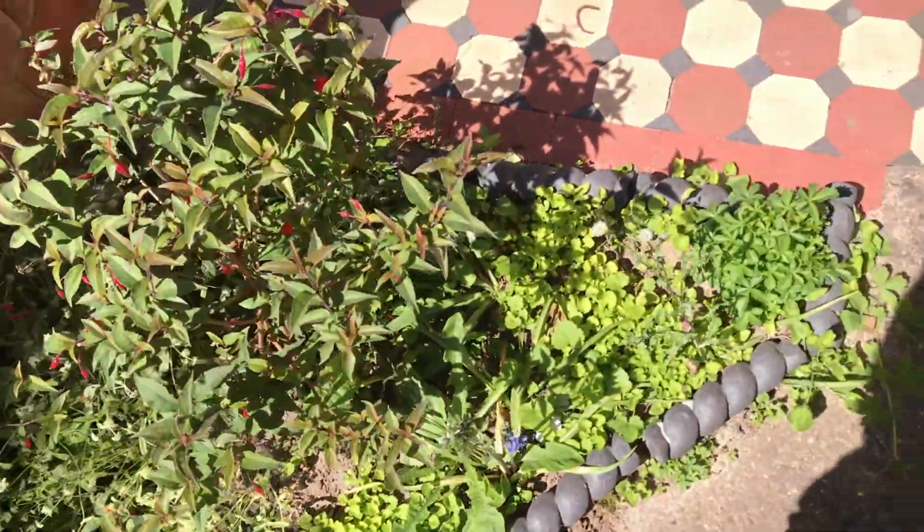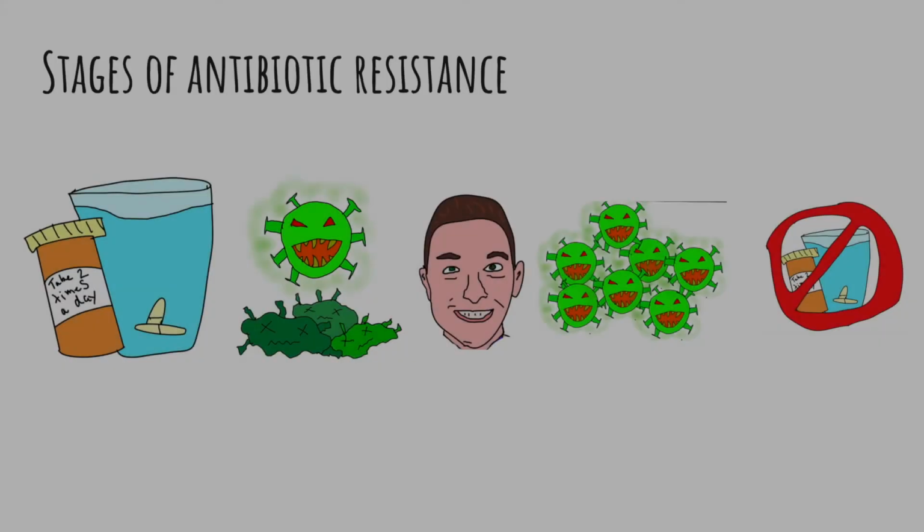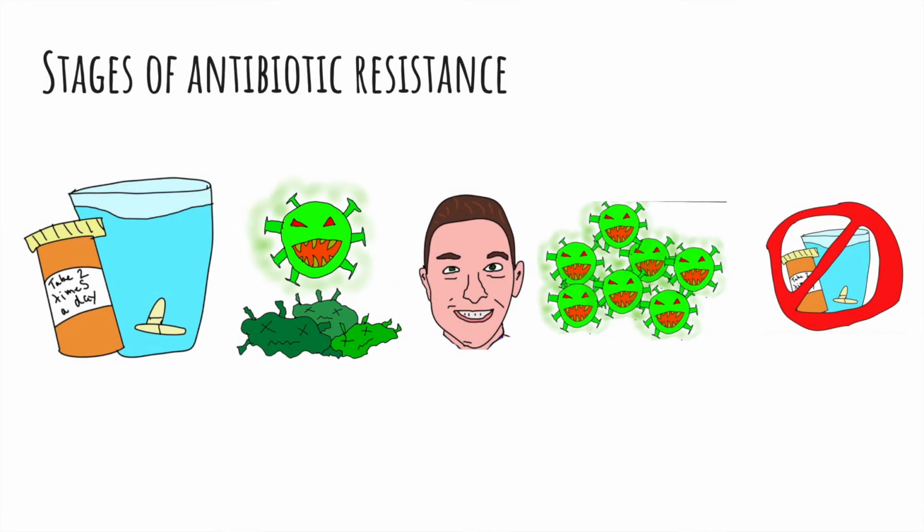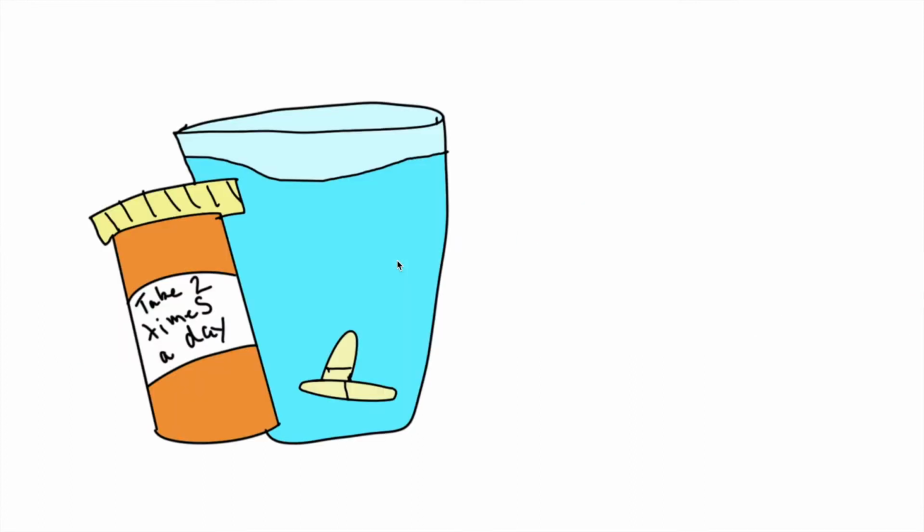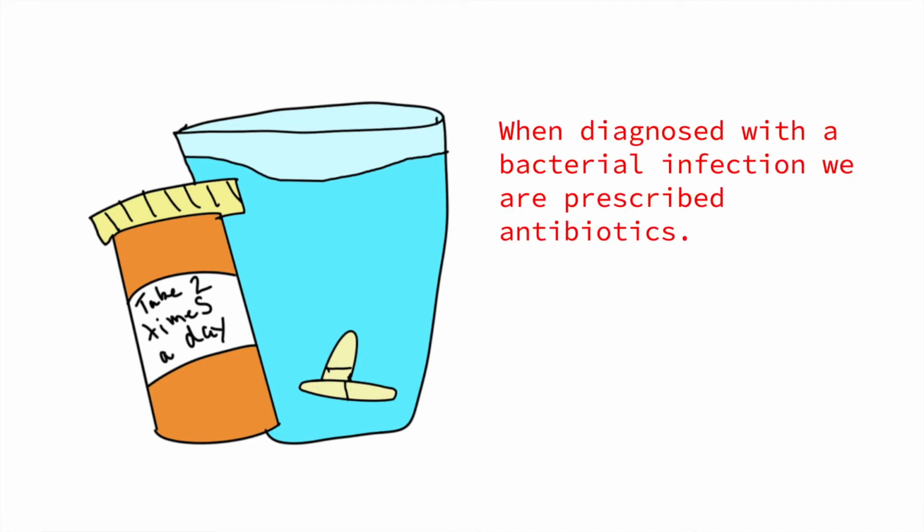Okay, this is what antibiotic resistance is. Let's go inside. So now we can look at this stage by stage of how antibiotic resistance bacteria comes about, using these lovely pictures that I drew myself. So the first stage is when you're feeling ill, you go to the doctor, you are diagnosed with a bacterial infection and are prescribed antibiotics. So this mainly starts with that process of taking antibiotics.